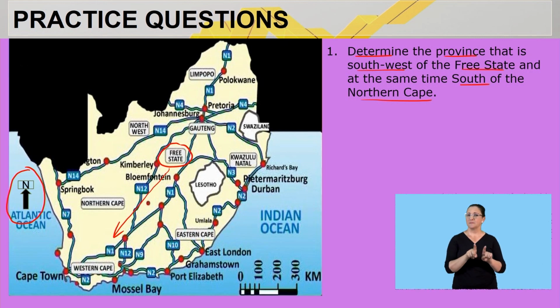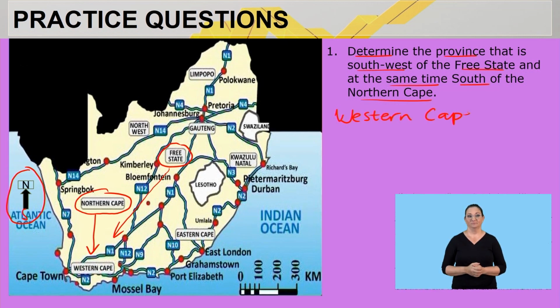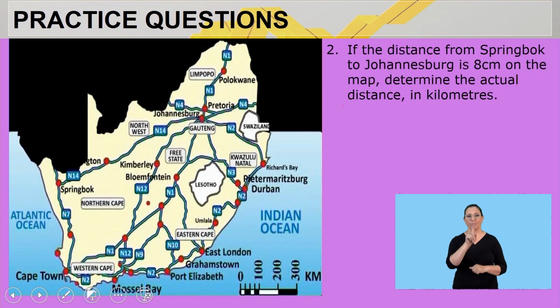And then it says, and at the same time, south of the Northern Cape. Where is the Northern Cape? Here's the Northern Cape. So if north is there, then south is here. So we agree that that will be the Western Cape. So the Western Cape is southwest of the Free State, and at the same time, it is south of the Northern Cape. Okay, let us look at another question.